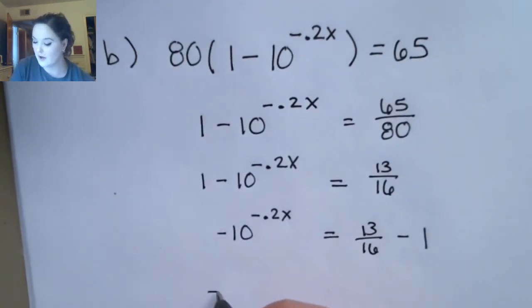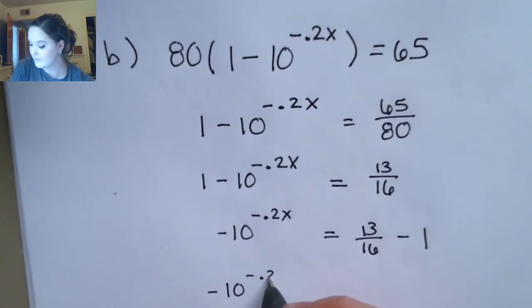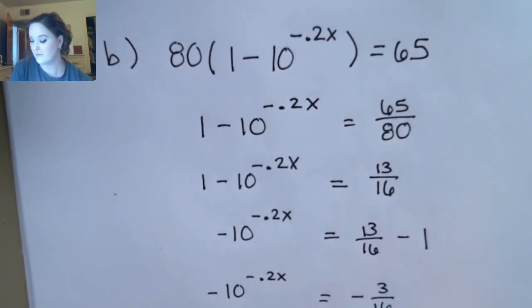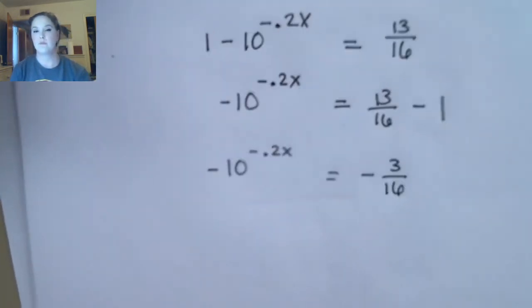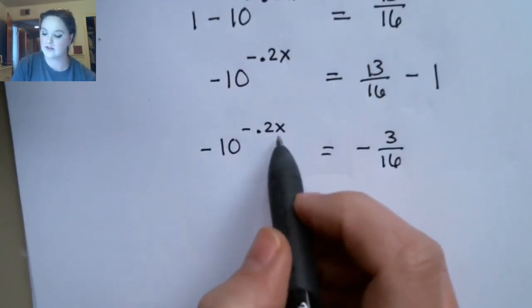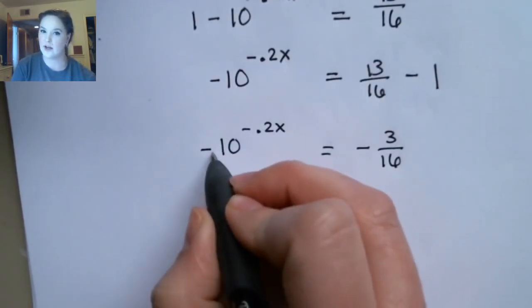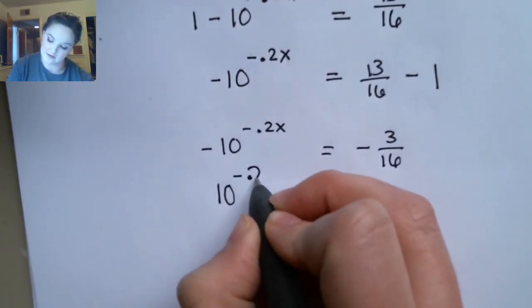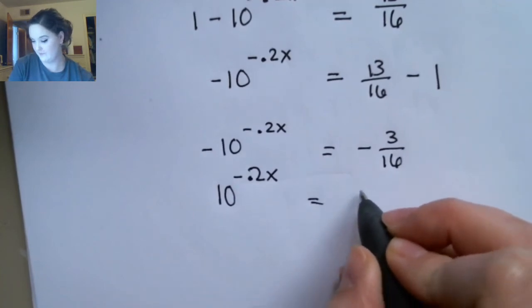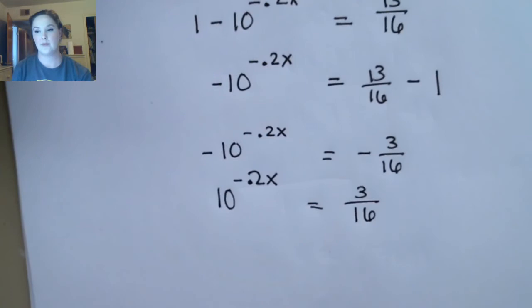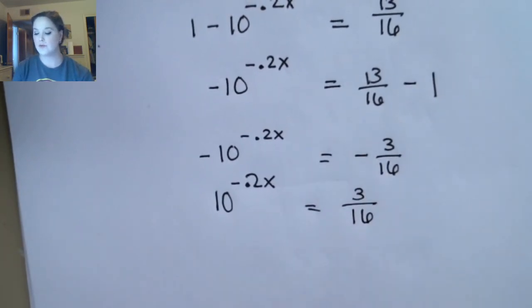I would make common denominators to do that. Now the last thing I need to do to isolate this 10 to the negative 0.2x is to get rid of the negative sign. So I'm going to divide both sides by negative 1. All of those steps were just to isolate our exponential.